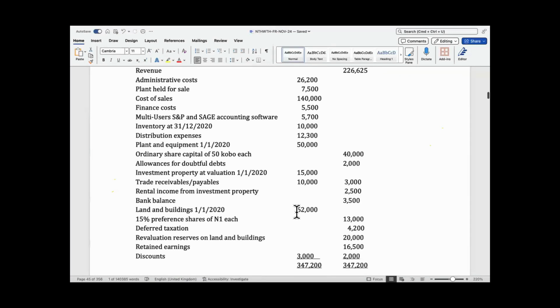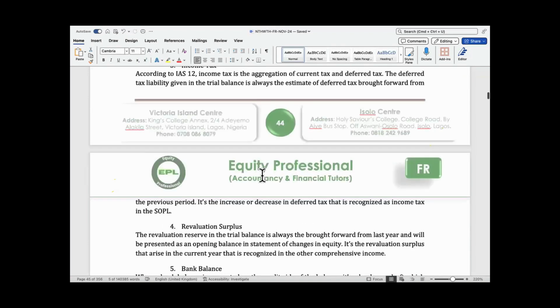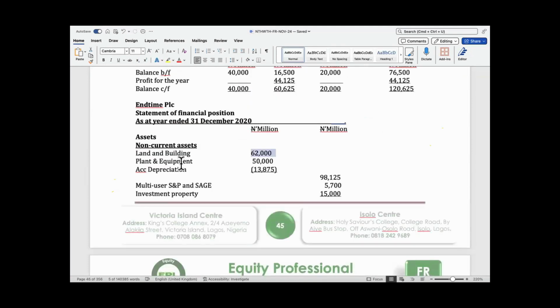Yeah, 62,000. Land and building. Okay, land and building. There's no accumulated depreciation on the land and building except for on plant and machinery alone. That's the only one. So my land and building, 62,000. My plant and equipment, 50,000. That is also in the trial balance.